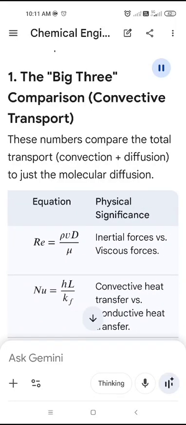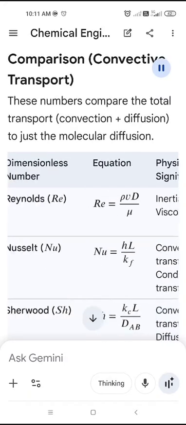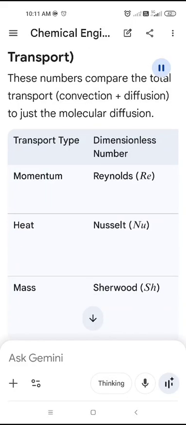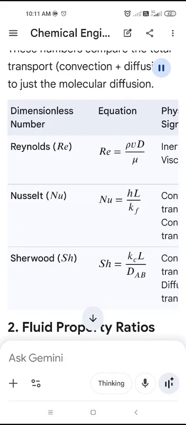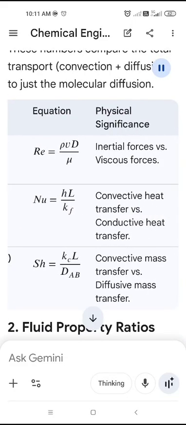Heat: Nusselt, Nu. Convective heat transfer versus conductive heat transfer. Mass: Sherwood, Sh. Convective mass transfer versus diffusive mass transfer.